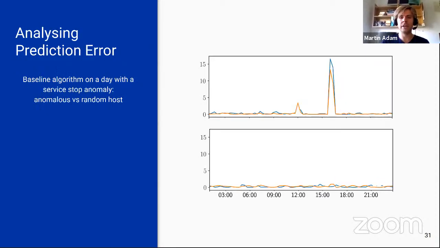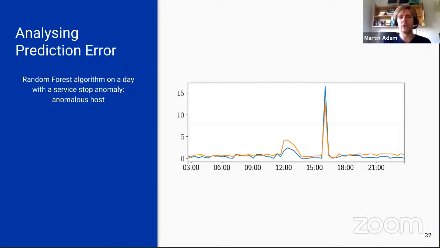Now, here you can see how the prediction error changes. This is when the anomaly started here and then here. Note that this is for the baseline algorithm, so the initial spike is not that big, and then interestingly, we have quite a big spike at the end of the anomaly, and I will talk about it a bit later. For the random forest regressor, which is much more advanced, you can see that the first peak is a bit wider, which is good, and then the second peak is a bit lower, but it's still there.